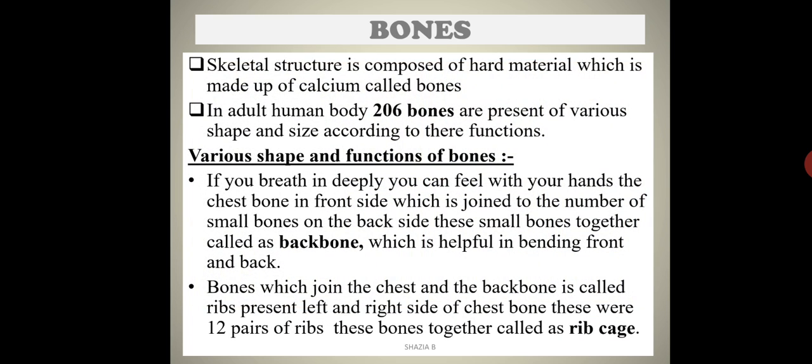So the rib cage, along with the backbone, is helpful in bending front and back. The bones which join the chest and the backbone are called the ribs. Left and right, we have 12 pairs in total, and these bones are connected to the backbone. Together they form a cage-like structure, and they are called the rib cage.